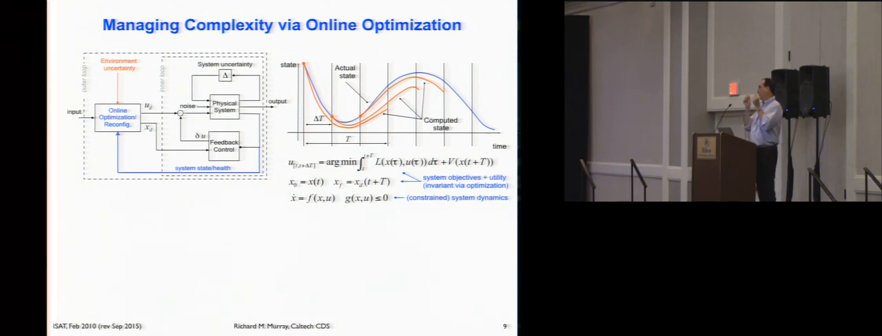So after a short time delta T, I look and see where I am, and I recompute from there what to do. And so you get another red curve, now going out to time T, so slightly further. And then I recompute again: I go for delta T and I recompute from there. And so eventually you follow this blue curve, even though each of those little red curves is what your trajectory generation told you to do.